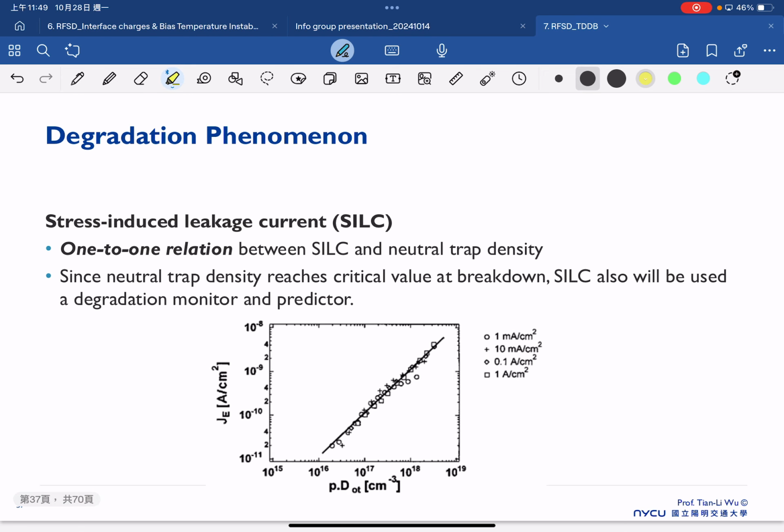And also we see the one-to-one correlation between the SILC and neutral trap density. So the x-axis here is the trap density, and the y-axis is the current, and we see the very one-to-one correlation. So since neutral trap density reaches a critical value at the breakdown, SILC also can be used as a degradation monitor and predictor. So we can use the SILC already to predict the dielectric breakdown, because that already gives us a hint that we start to have a defect in the dielectric, and then we should be worried about this.